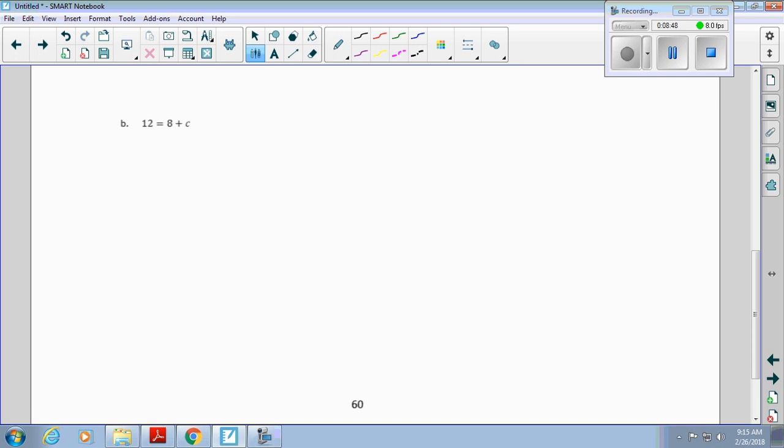Very good, Tim. Commutative. So, we're going to do the same steps. We just have to recognize, ooh, the c's on the other side now. All right, we have c plus 8. We want to get c by itself. We want to isolate it. How do I get c by itself?